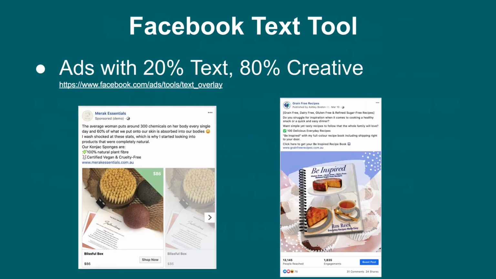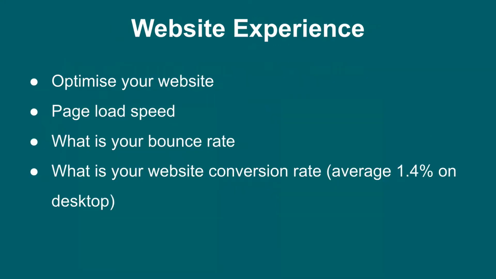The other little thing is to ensure that your images don't have more than 20% text on them, okay? You want that 80% creative. Now, for those of you who are e-commerce, you probably won't come across this a whole lot, but just be wary of that. There is a free resource: Facebook has a text overlay tool where you can upload your image if it does have some text on it, and they'll give you the green tick of approval if it's good to go. So just be conscious of that.